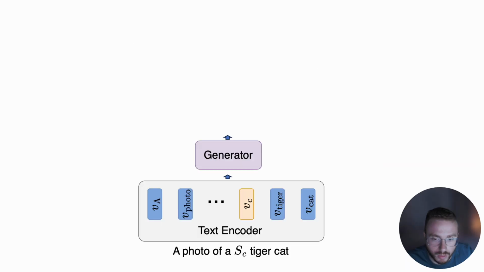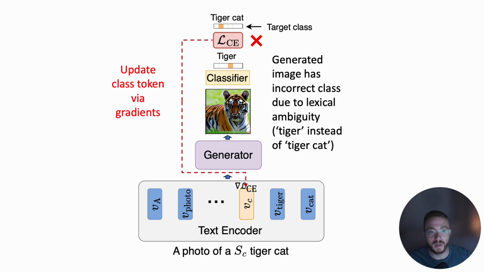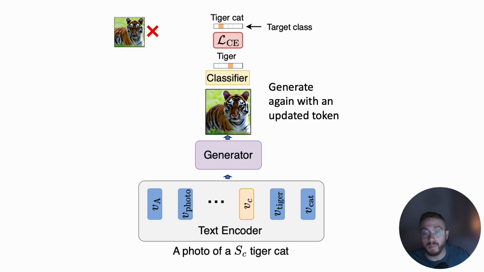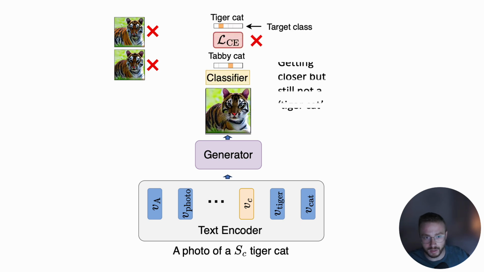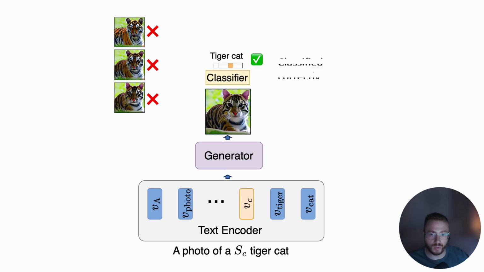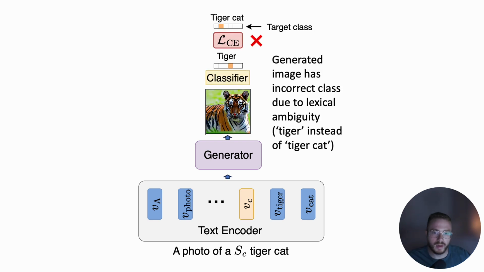So how do we do that? It's very intuitive. We generate an image, ask the classifier if the class is correct, and then use the signal from the classifier to update the embedding of the token. We repeat this process again and again. Each time we ask the classifier if this is the correct class or not, until we get to a situation where the class is correct, and then we stop our training. In practice, we did it for a batch of images. You can find more details in the paper.